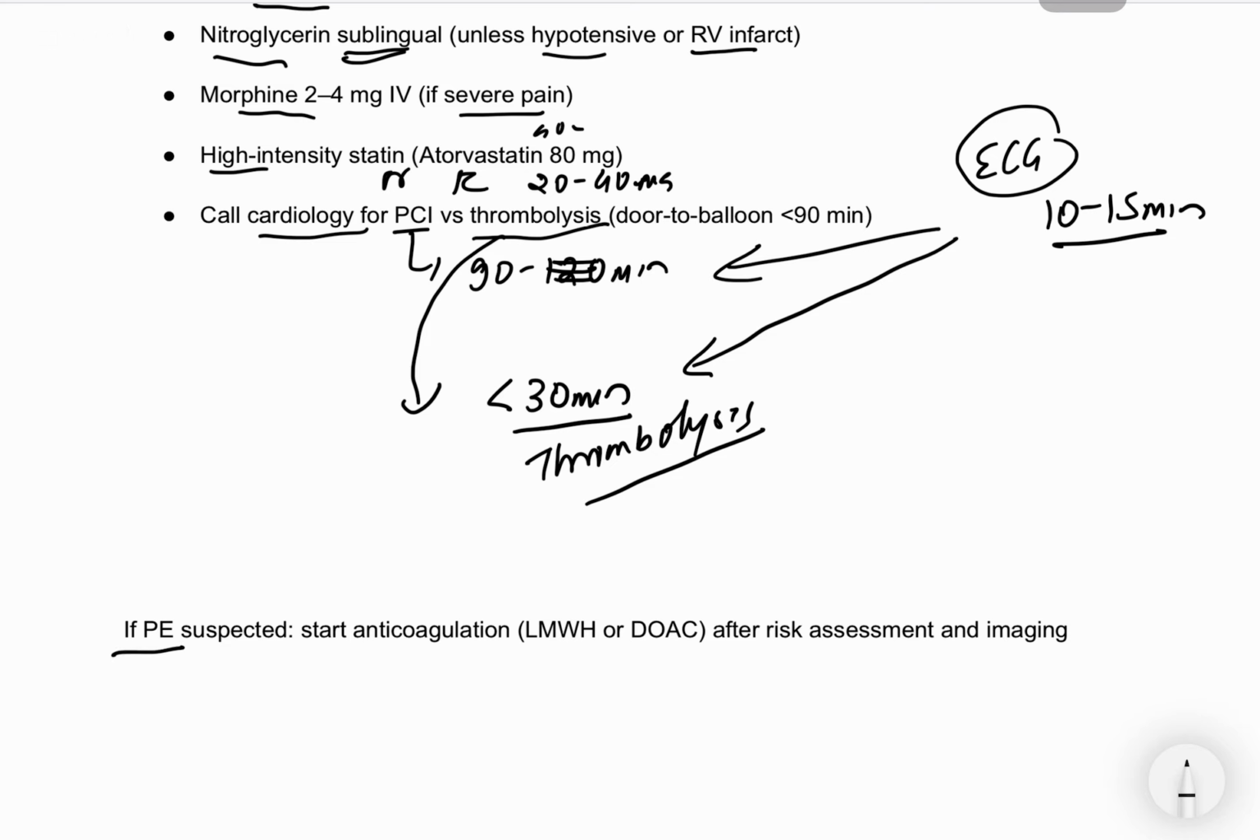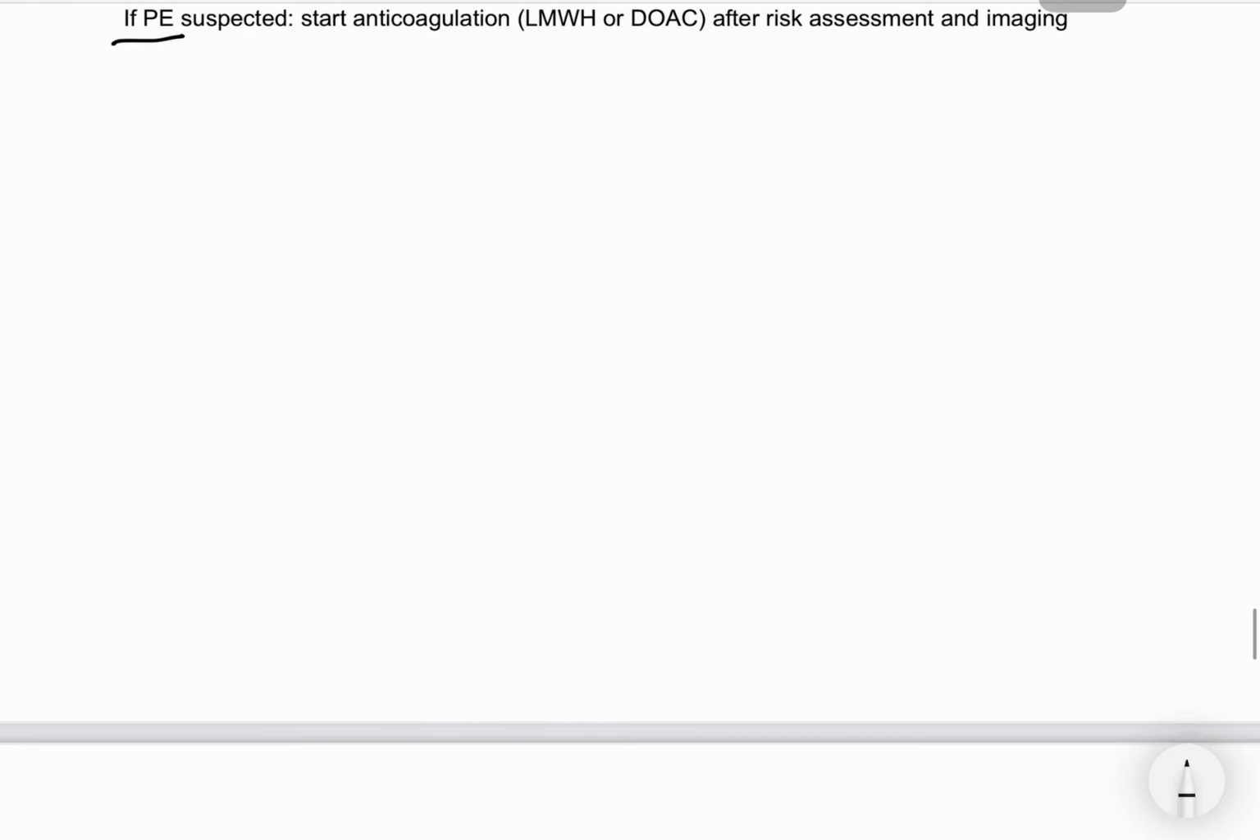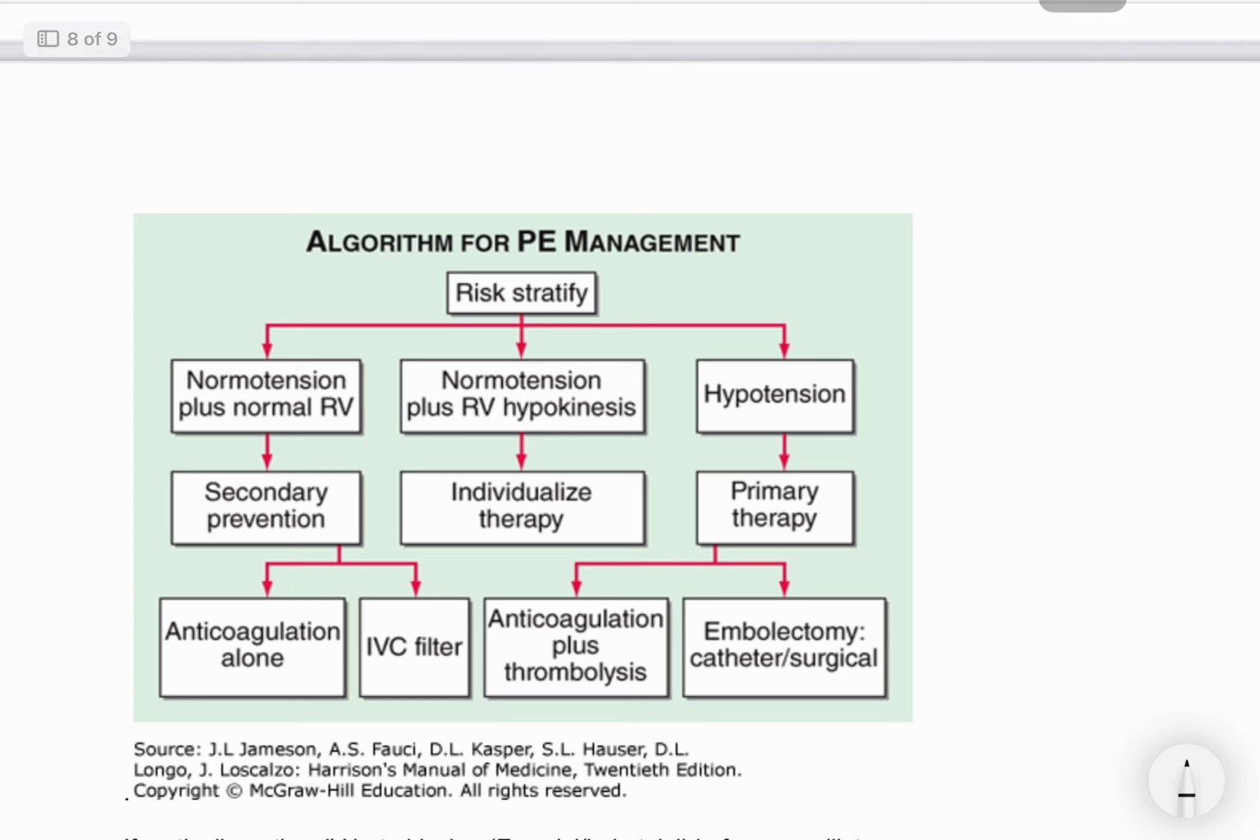If PE is suspected from history and examination, we have to risk stratify the patient according to the blood pressure of the patient and the RV wall. Okay, RV wall hypokinesia is there or not. If there is hypotension, that is very high risk PE. Okay, if there is hypotension, then we have to give primary therapy. Primary therapy is basically embolectomy. We have to remove that embolus if possible with a catheter or surgical embolectomy. If that is not possible, then anticoagulation plus thrombolysis should be done. Okay, but if the patient has normotension and a normal right ventricular wall, then we only give secondary prevention.